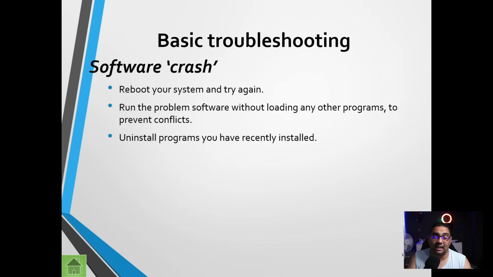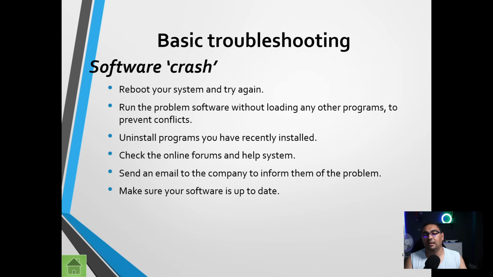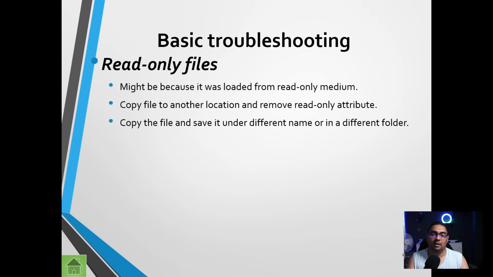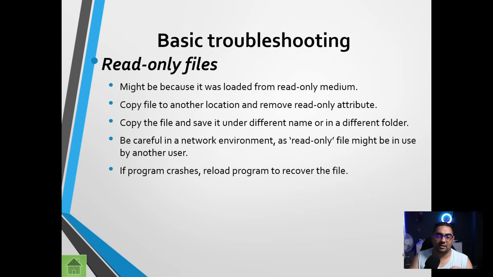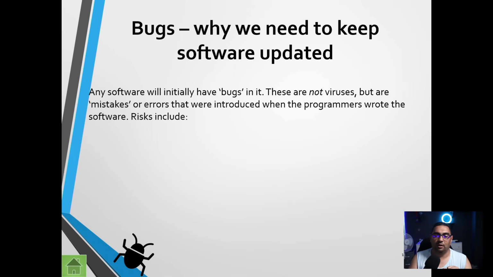If the software crashes, you can reboot the whole system. You can reboot the program. Maybe uninstall the program and reinstall it again, right? There are different ways to handle that. And then when it comes to read-only files, please just remember that this is an attribute that's been added to the file. You can remove that attribute. You can save it as a different name, and that read-only attribute falls away, right? So please just, again, read through those.